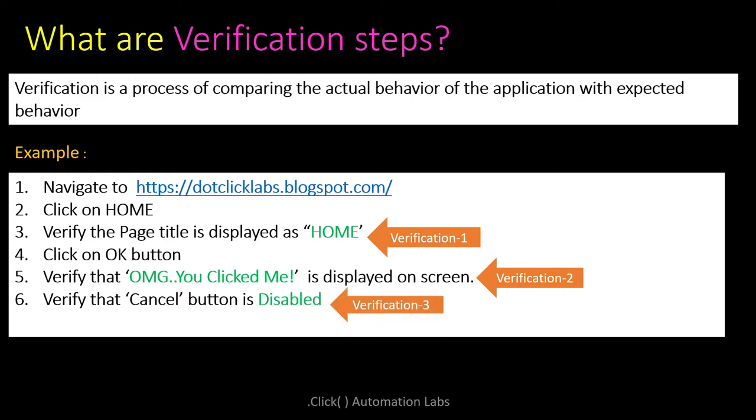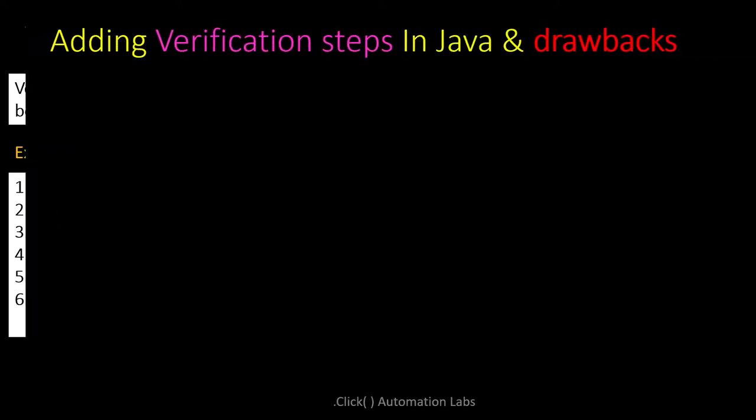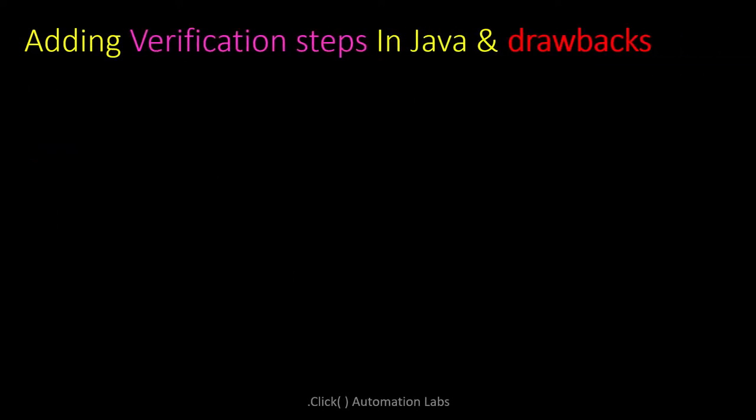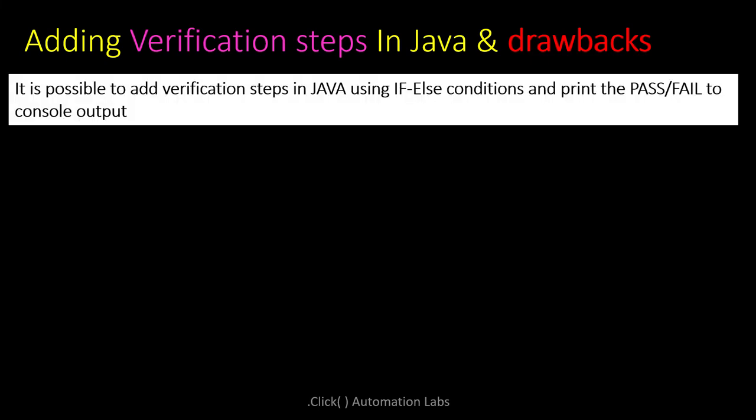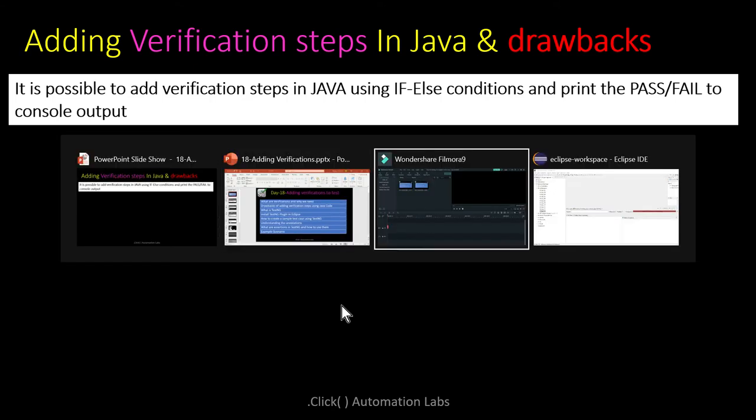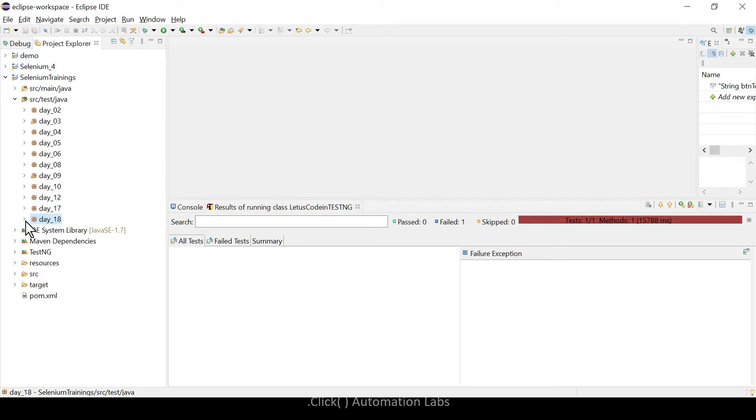So a combination of user actions along with validations is a complete automated test script, or it's the purpose of manual testing. So let us look at this scenario. How do we achieve this in Java? How to add verification steps in Java, and the drawbacks. It is possible to add verification steps in Java using if-else conditions and print the pass or fail to the console output. This is the general practice we have followed so far.